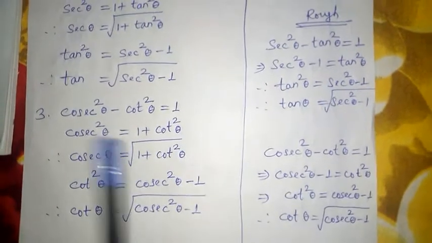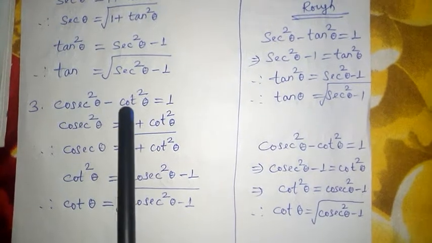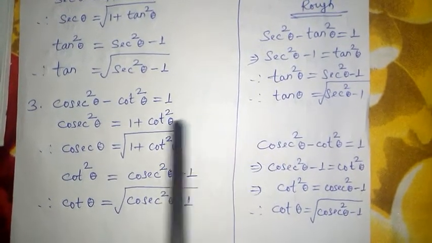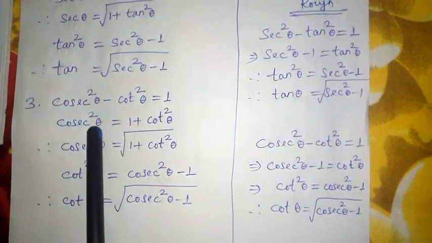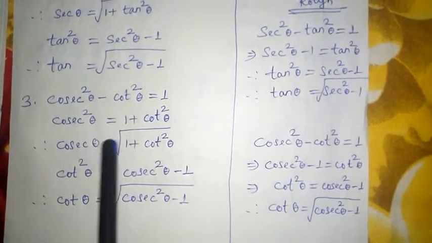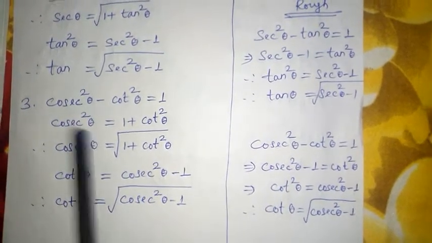Now number 3 square relation: cosec square theta minus cot square theta equals 1. If you take the minus portion to the other side, it will become plus. So 1 plus cot square theta, and cosec square theta becomes alone. And cosec theta equals root over 1 plus cot square theta, because you removed the square.